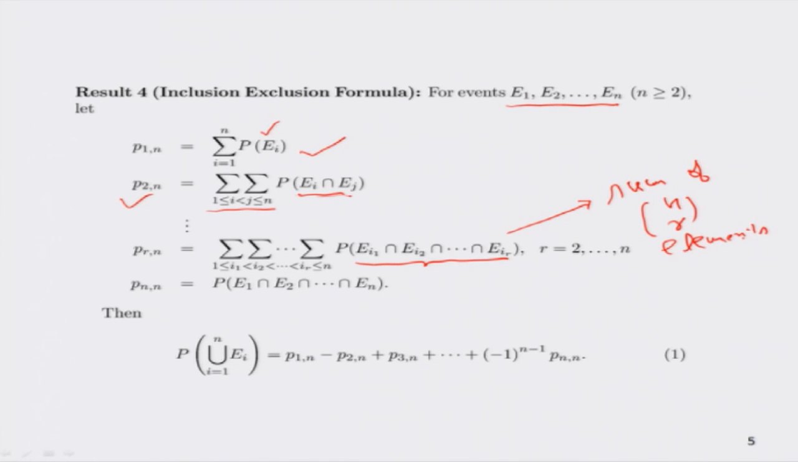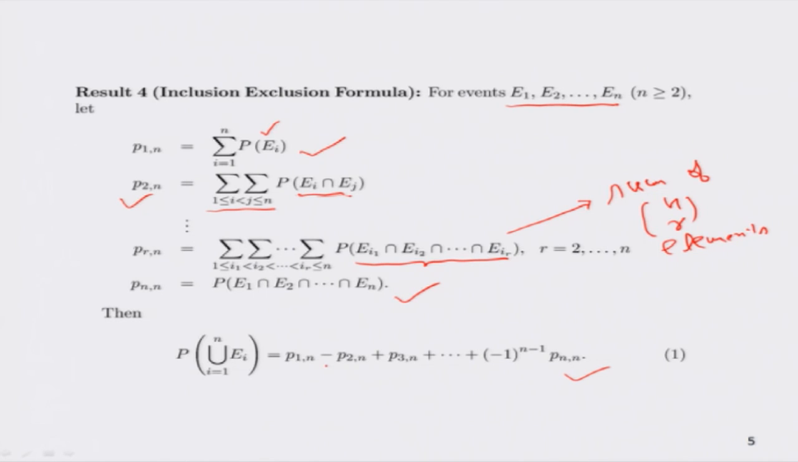And similarly P_n,n, the probability of joint occurrence of all n taken together. So that means P of E1 intersection E2 ... intersection En. So under these notations, the probability of the union for i equal to 1 to n of Ei is the same as P_1,n minus P_2,n plus P_3,n ... plus minus 1 to the power n minus 1 P_n,n. So there are alternate signs, negative and positive.